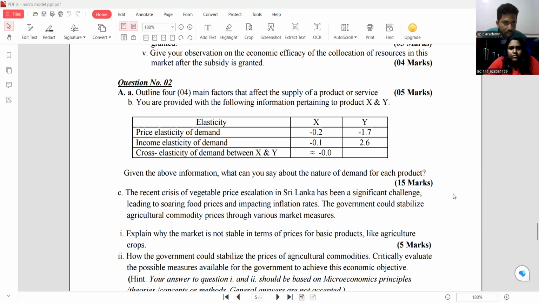Production of X and Y: the price elasticity of demand of X is minus 0.2, and Y is minus 1.2. So we already identified that the relationship between price and quantity demanded is negative. There's no doubt about that. In all the calculations we calculated earlier, all values are minus values. But we are not going to put in the minus value.